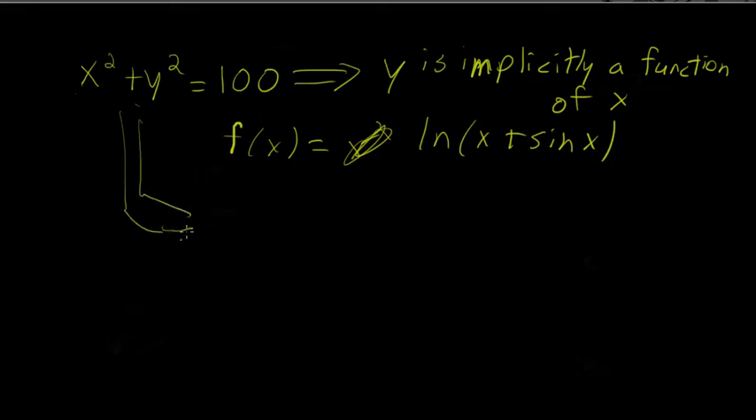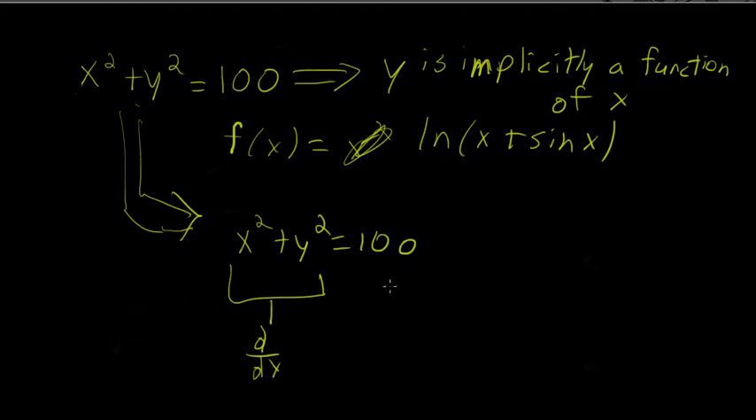So the basic technique is we differentiate. We have x squared plus y squared equals 100. We differentiate this side with respect to x, so we take d dx of the left side, and we take d dx of the right side, and we set them equal to one another. Because the derivative is just an operation, right? So if two sides of an equation are equal, then their derivatives must also be equal.